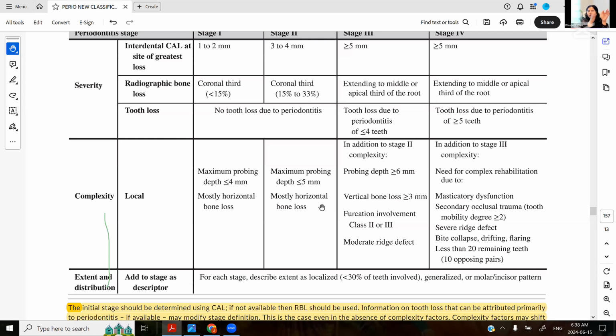And the bone levels, coronal, stage 1 and 2. Middle and apical, stage 3 and 4. Drifting and flaring, stage 4. Simple? Is this simplifying or not in your head?